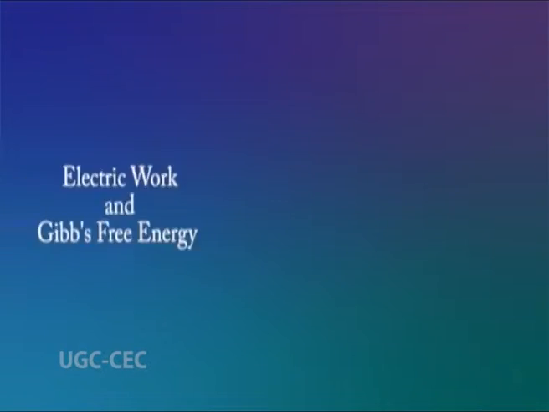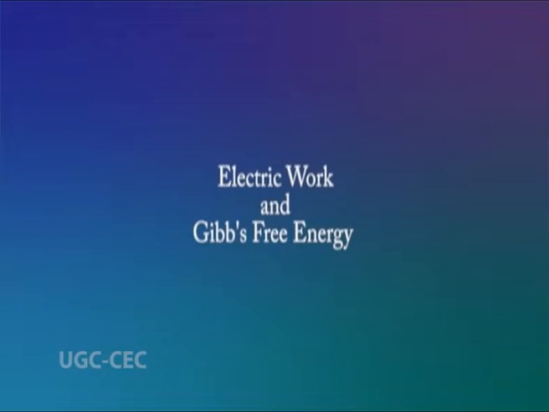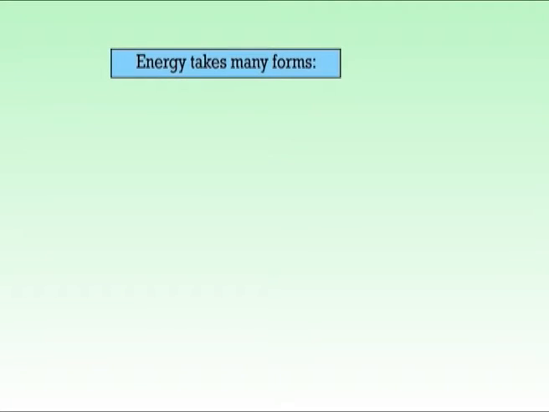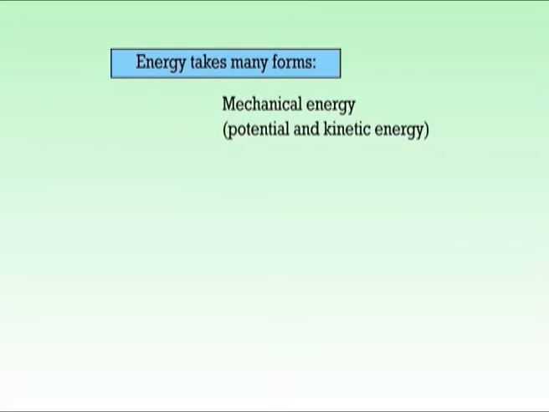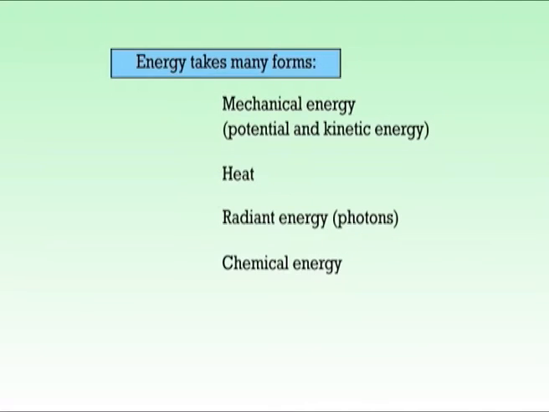Derivation of Nernst equation. In order to fully understand the Nernst equation, we must understand the concepts of electric work and Gibbs free energy. Let's see electric work and Gibbs free energy. Energy takes many forms. We have mechanical energy in the form of potential and kinetic energy, heat, radiant energy in terms of photons, chemical energy, nuclear energy, and electric energy.